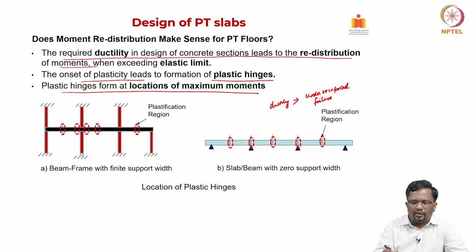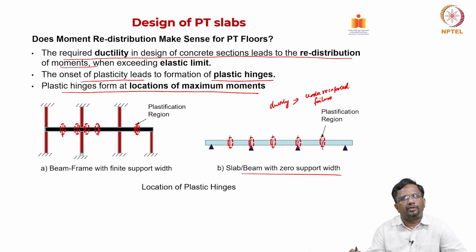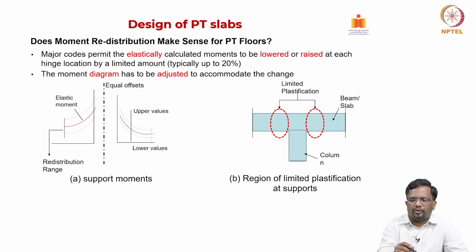Okay. For example, these are all the locations where a plastic moment is possible. These are midspan locations, these are support locations, these are midspan locations, right. And for a slab or beam with 0 support width, again these are all the locations where plastification is possible or the hinge locations can form. So, for a PT system too, we can definitely allow redistribution of moment, and that can lead to more economical designs, provided you satisfy the reinforcement limits. So, what are those? Does moment redistribution really make sense for PT floors?